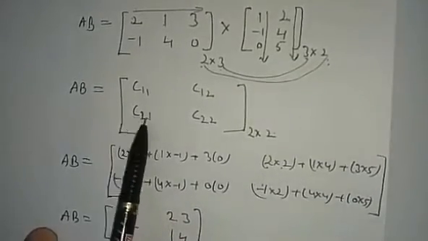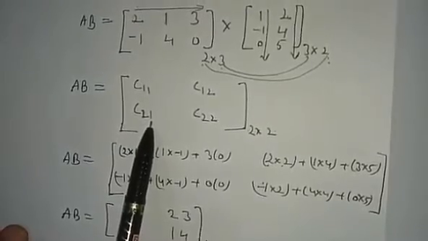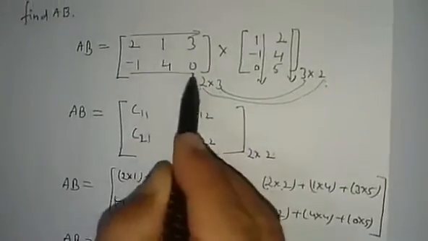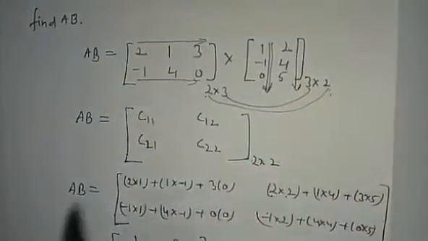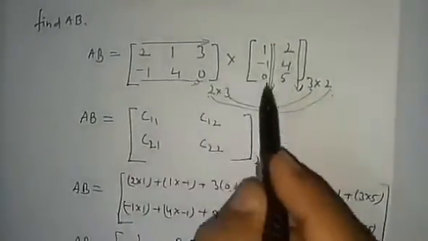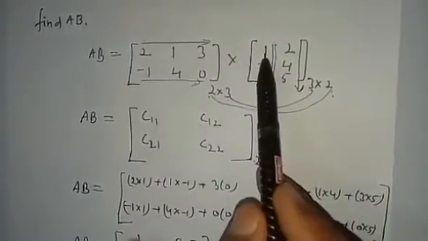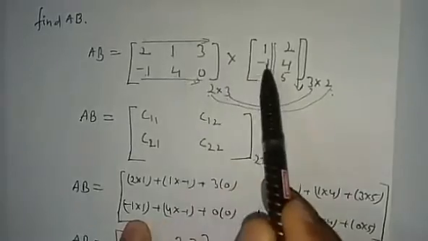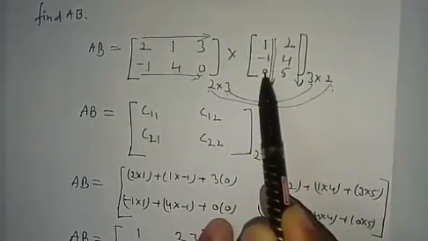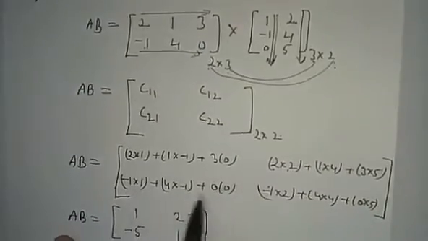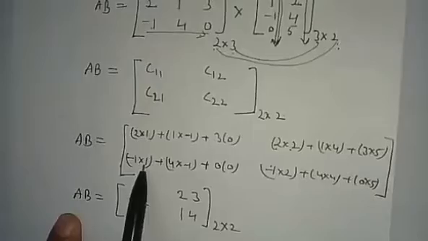Now for C21, this is second row and first column. So now we multiply second row with this first column. Second row with this first column means we multiply this minus 1 with 1, 4 with minus 1, 0 with this 0, and whatever the result we get, we add all these three elements.